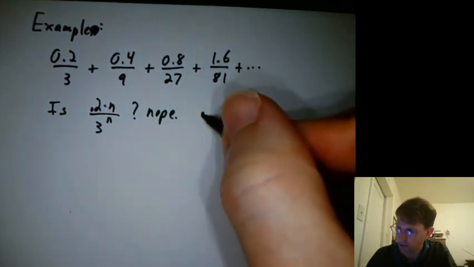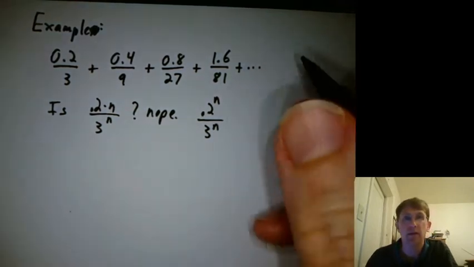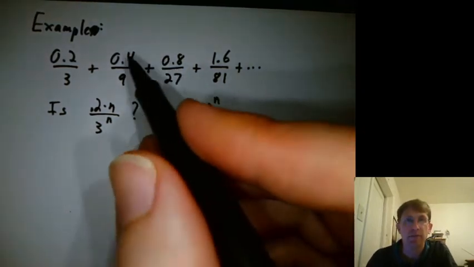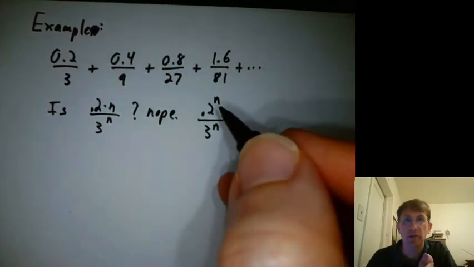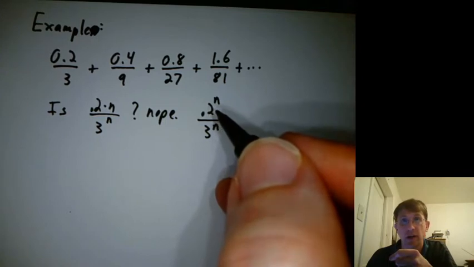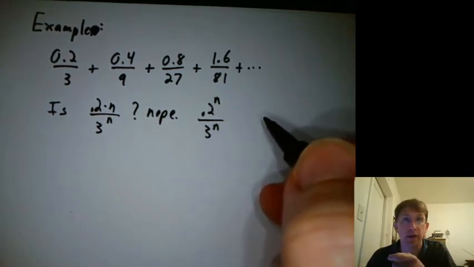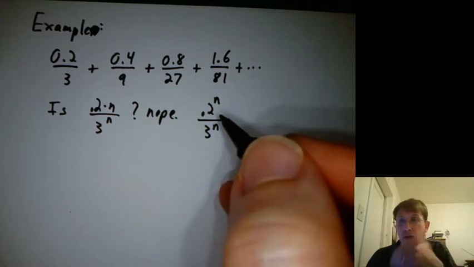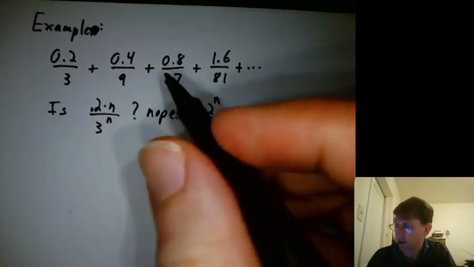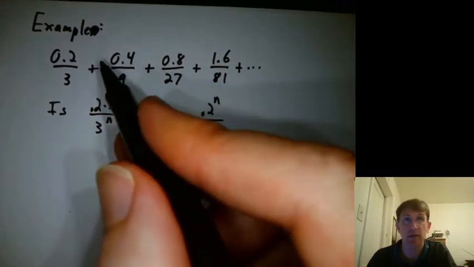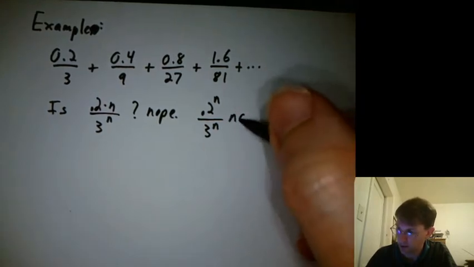Is it 0.2 to the n over 3 to the n? Think about that. Well, 0.2 to the 1 would be 0.2. 0.2 squared would be 0.04. And 0.2 cubed would be 0.008. We'd be getting smaller. We'd have 20% remaining of what we used to have each time. So that would be getting smaller each step instead of getting larger each step. So it's not 0.2 to the n.